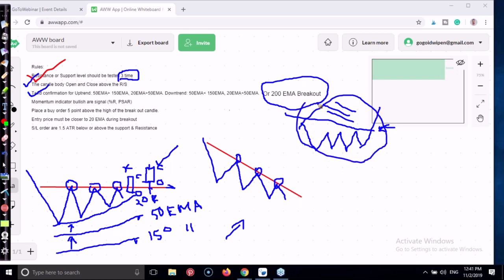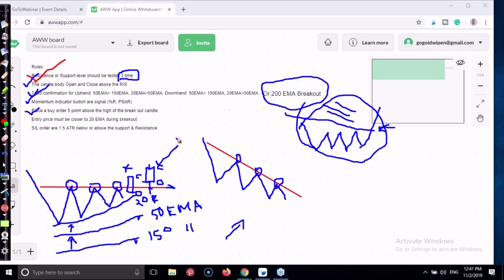No need to, right now, it will be very complicated otherwise. So I'll show you in a live chart, right? So fourth, a momentum indicator bullish signal, right? Momentum indicator, you can use any momentum indicator at that time, bullish signal, right? Okay, I'll discuss about that one. All right, now next you can see, place buy order.